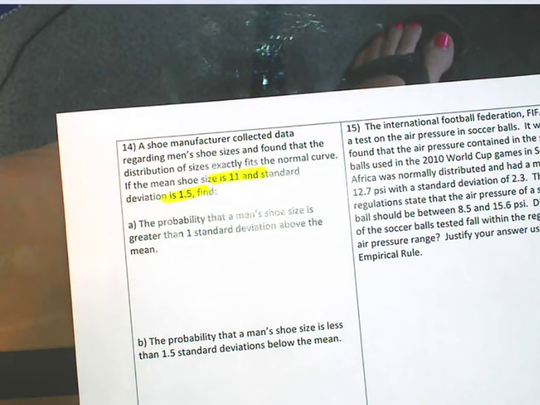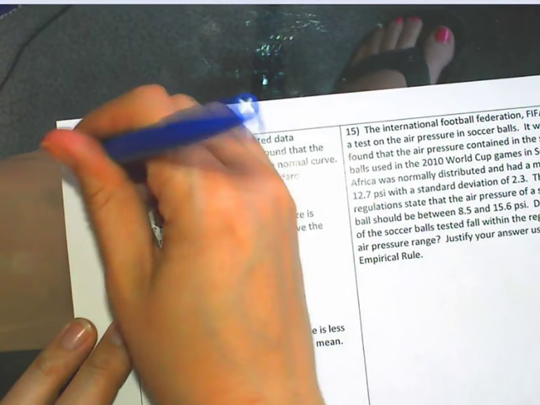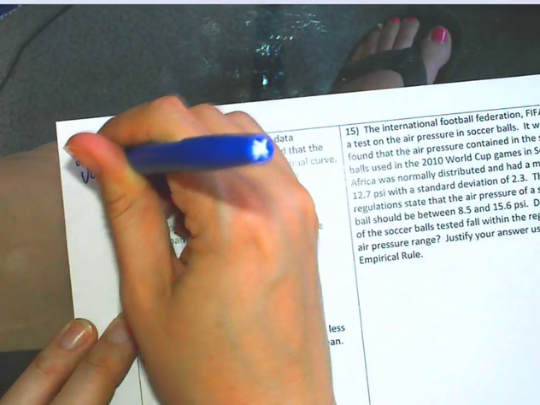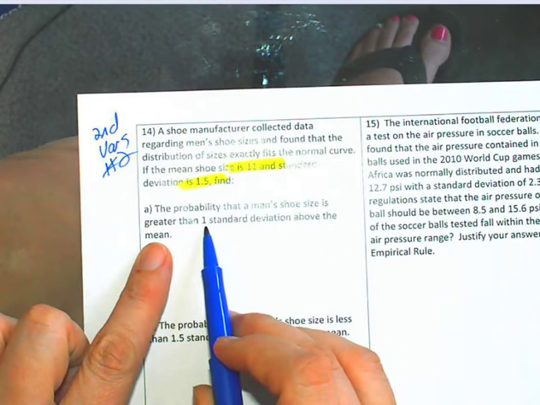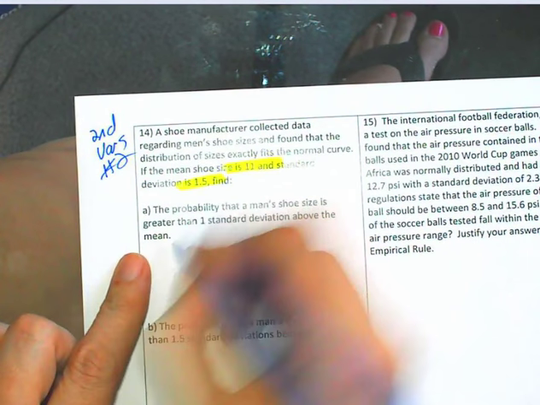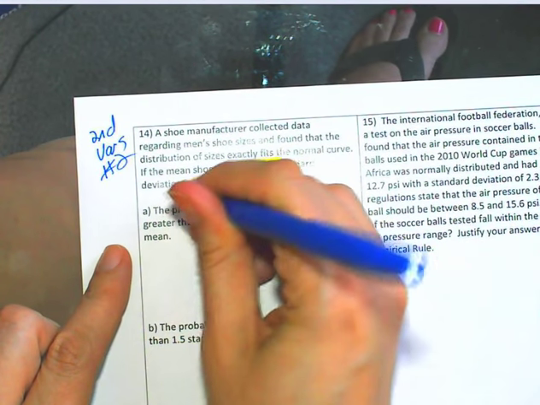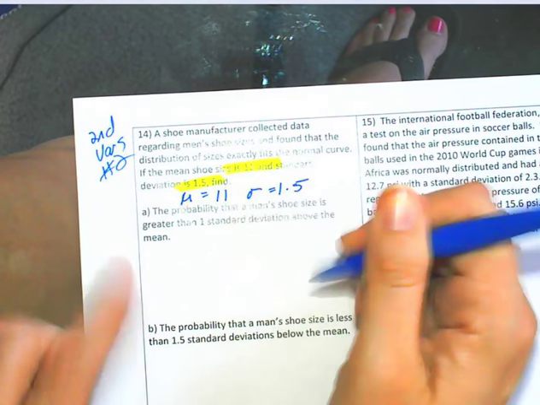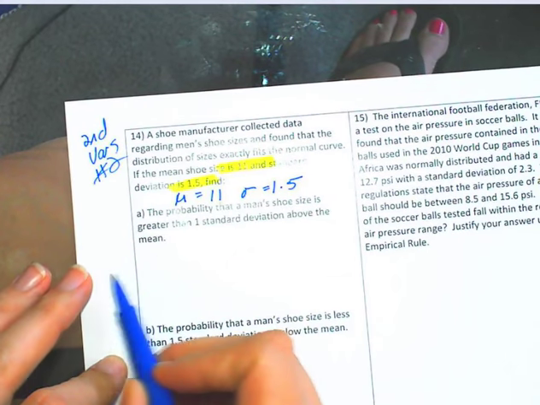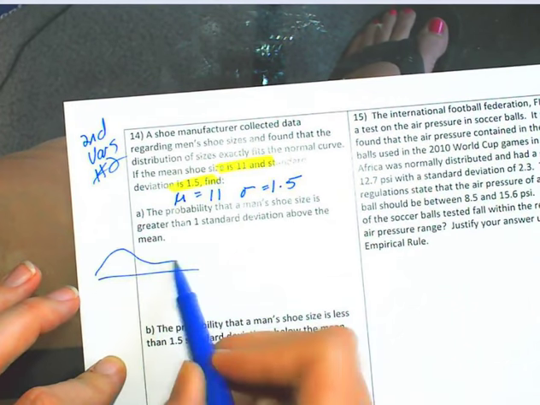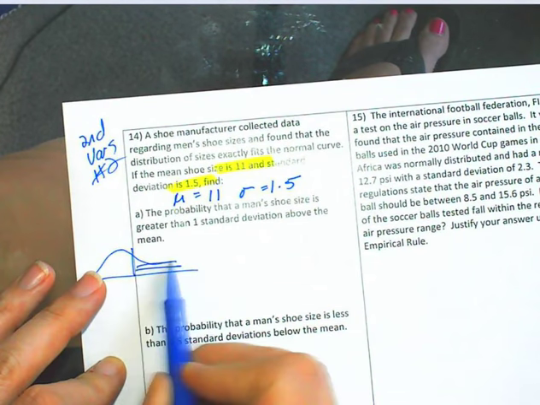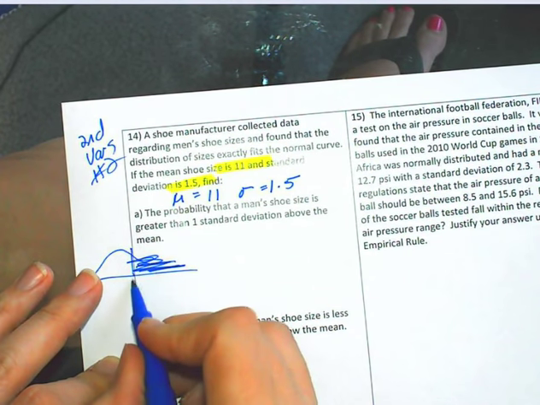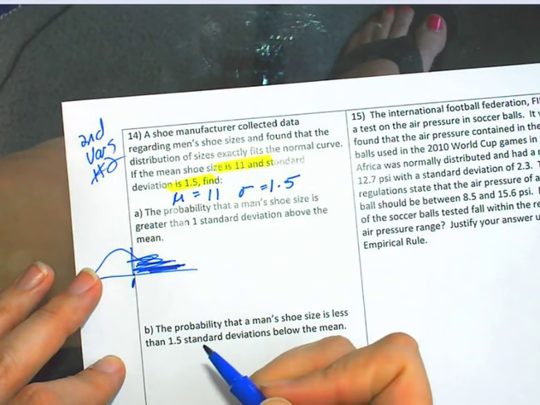Well, we can use second VARs again. Number 2, 1 standard deviation above the mean. We know that we have a mean of 11, a standard deviation of 1.5. I'm just going to sketch this because it helps me to see it. I want to know everything over here, 1 standard deviation and above.